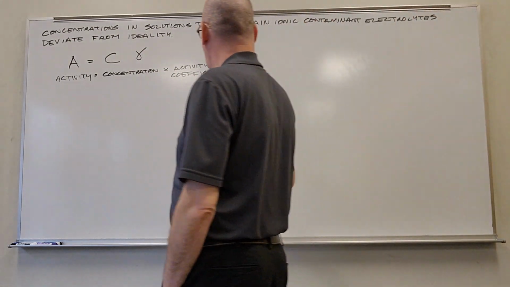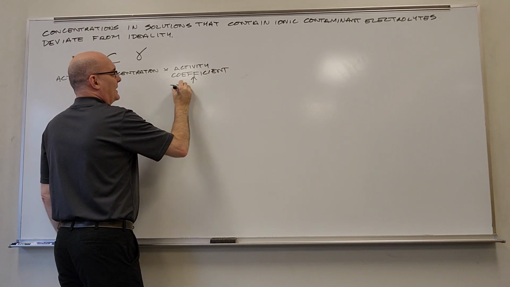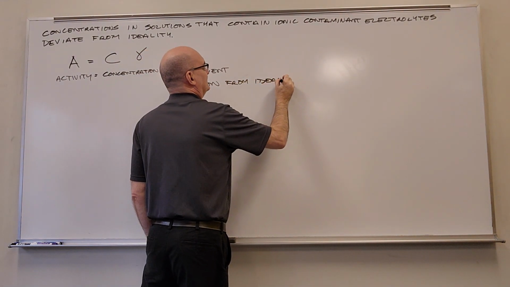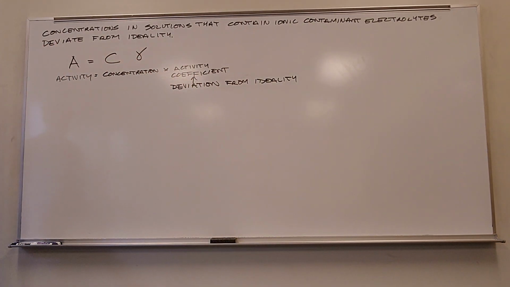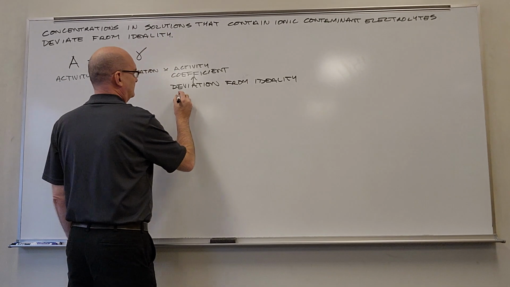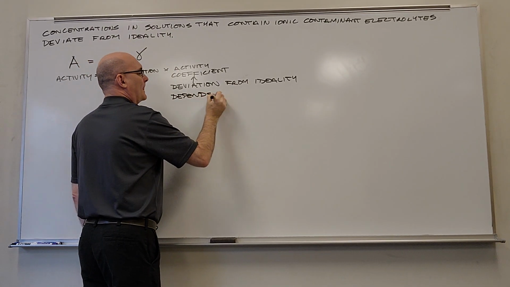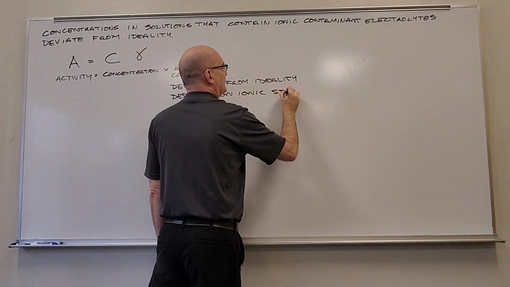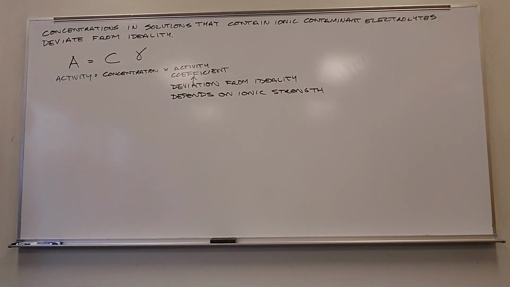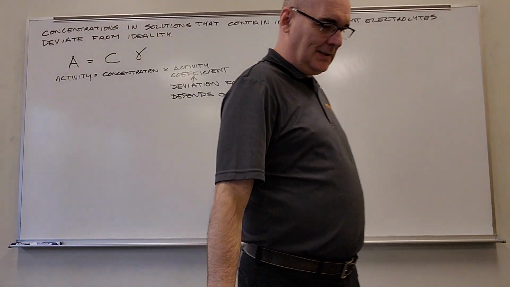All right, the activity coefficient, this guy, measures your deviation from ideality. There's something very, very similar in the world of gases, that fugacity is pressure modified by the fugacity coefficient. And do we have anything else to say about it? Yeah, it depends on ionic strength. So we need to know the ionic strength before we can find the activity coefficient, which we will then use to modify the concentration and reveal a better number.